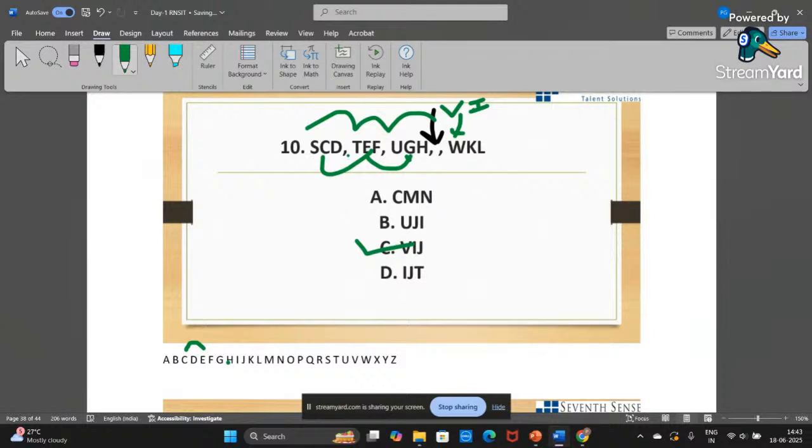Again you can check with D what is the relation between that. But here the only option starting with V is only one, so this will be the right answer. You can check for D, F, H, and J. Check the relation between this. Now we'll move on to the next one.